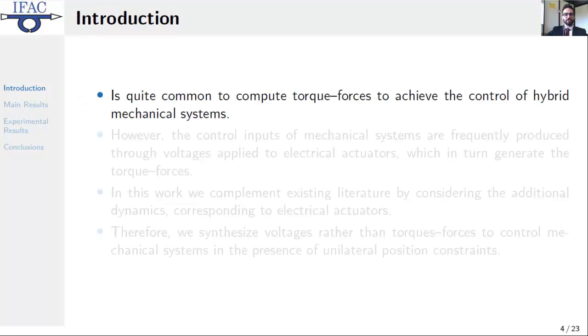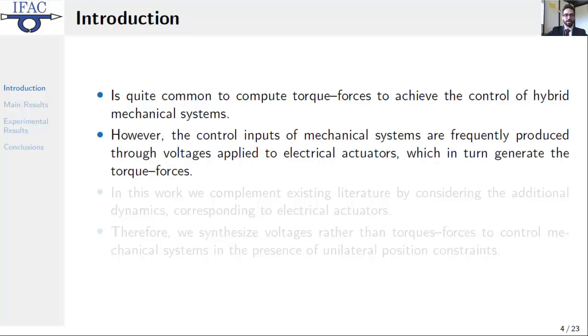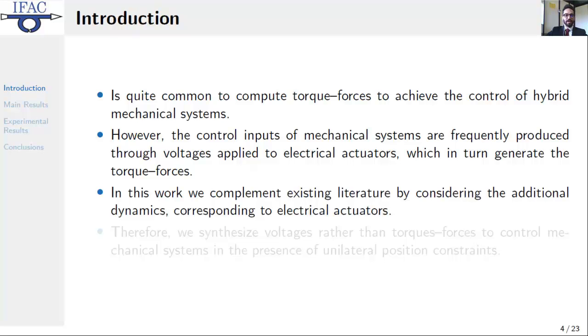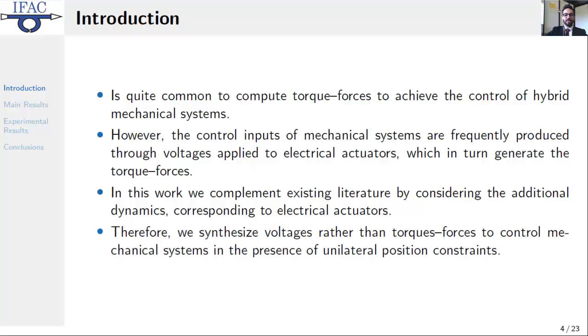The introduction first. It's quite common to compute torque forces to achieve the control of hybrid mechanical systems. However, the control inputs of mechanical systems are frequently produced through voltage applied to electrical actuators, which in turn generate the torque forces. In this work, we complement existing literature by considering the additional dynamics corresponding to electrical actuators. Therefore, we synthesize voltages rather than torque forces to control mechanical systems in the presence of unilateral position constraints.